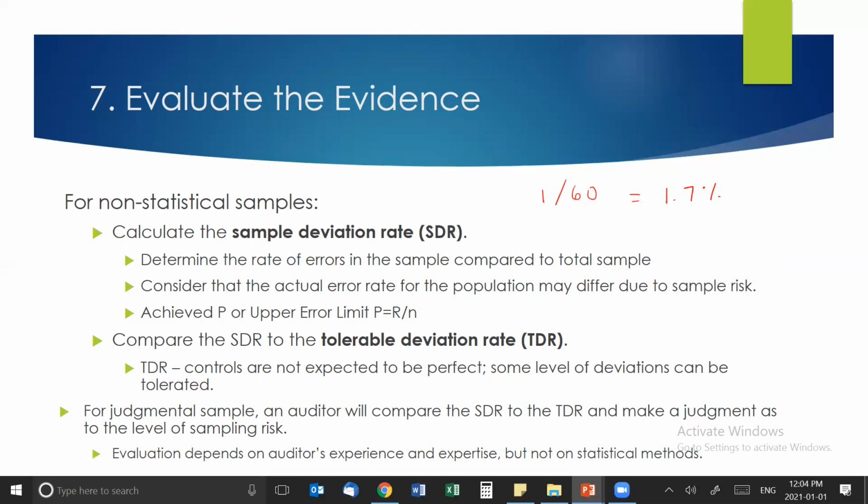So you can look at this and apply it to the total population. If you have 1 error in 60, then in the total population, what percentage of errors do you have? And then you would compare this to your tolerable deviation rate to see how many errors can be tolerated depending on materiality, and then see if it's higher or lower than that 1.7%. Okay.